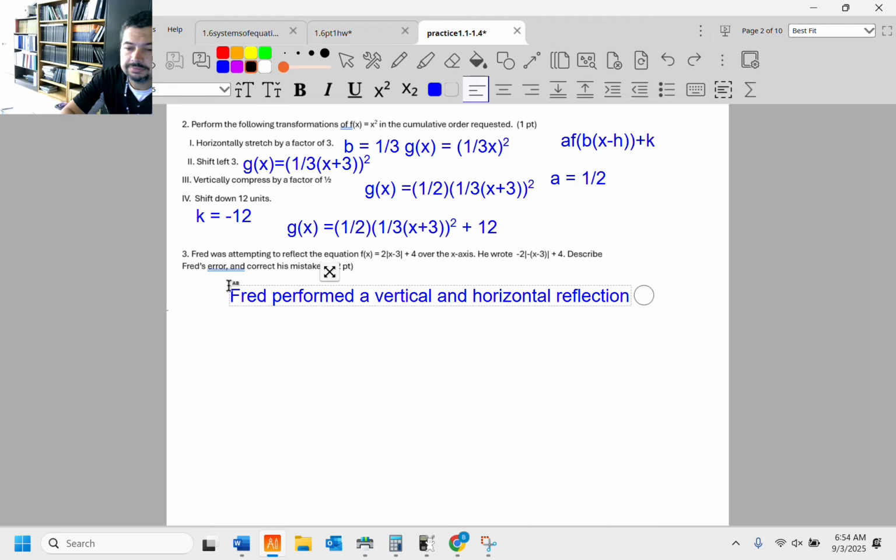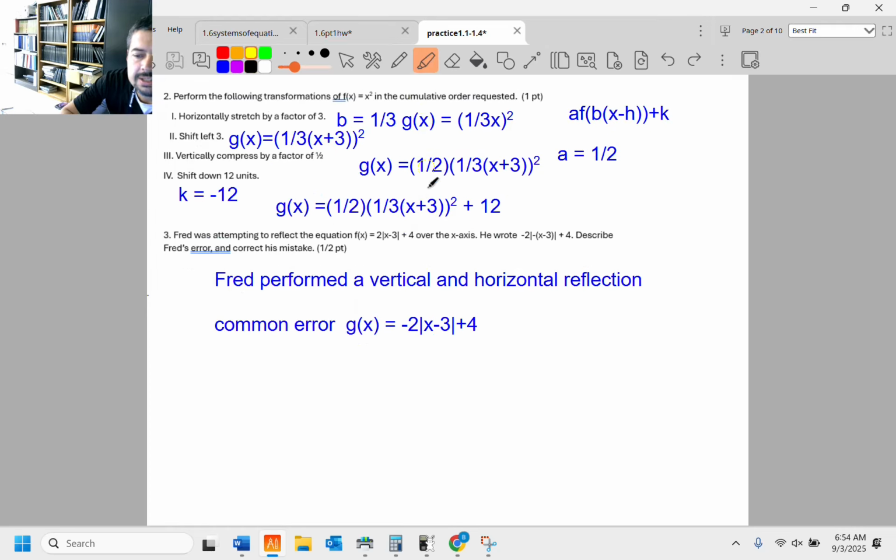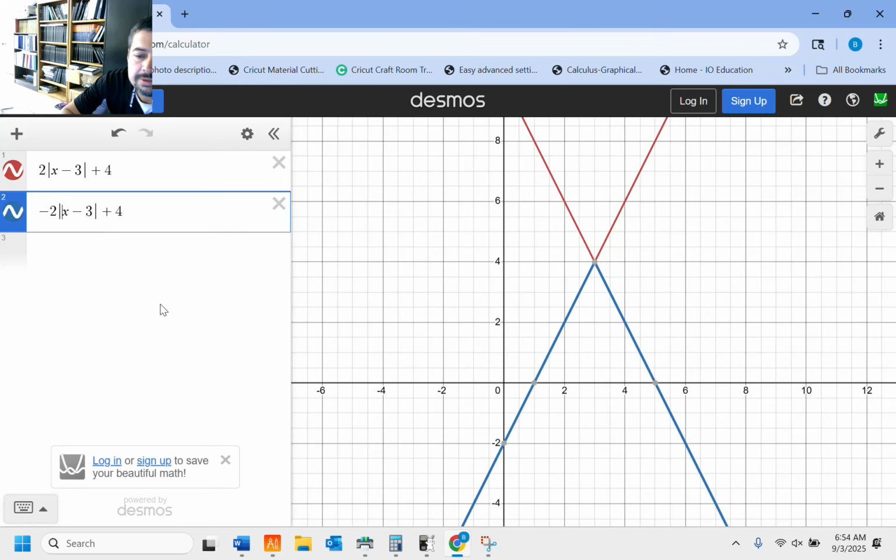That's his error. Now to correct it, you'd be very tempted to just say this. This will be the common error: to say that g of x, the new function, is simply negative 2 absolute value of x minus 3 plus 4. And that's not going to do it because they're asking for an x-axis reflection, but let me show you what this does. I think I already have it up in Desmos. That's not an x-axis reflection, is it?